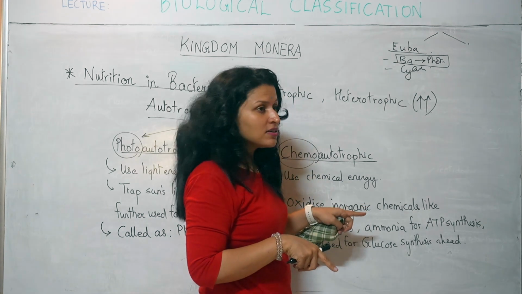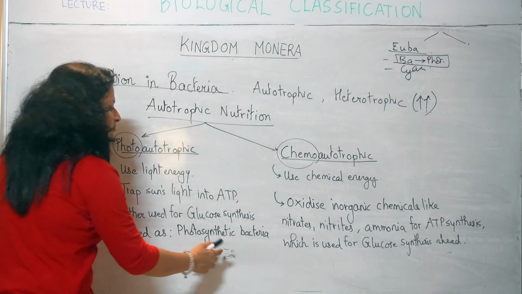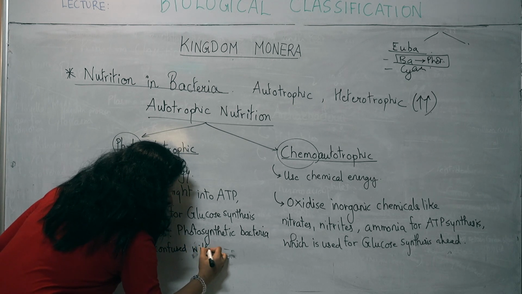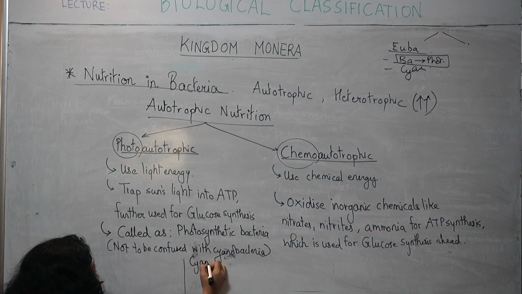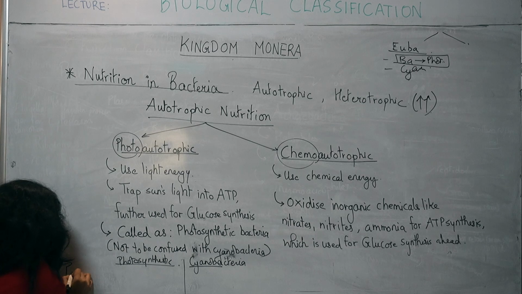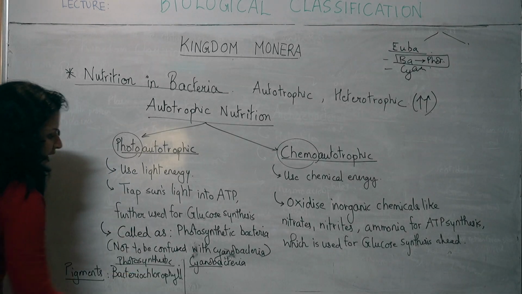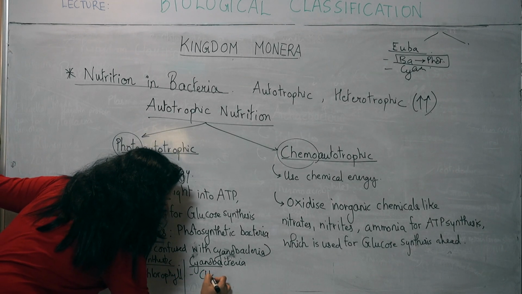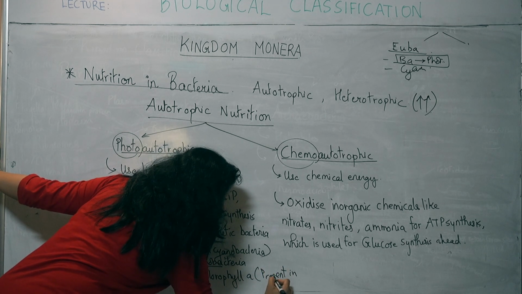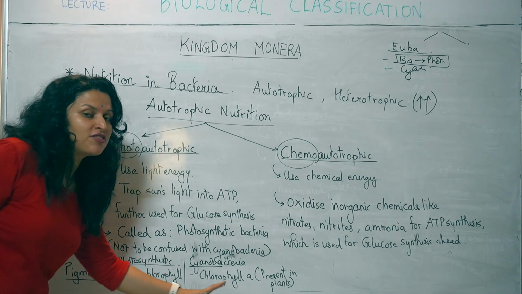But what is the difference? There are differences, so we will look at them right now. Photosynthetic bacteria are not to be confused with cyanobacteria. I will just mark down some differences. Some differences are that the pigments are different. Photosynthetic bacteria have pigments like bacteriochlorophyll, and cyanobacteria have pigments like chlorophyll A. Chlorophyll A is also present in plants, the green plants. So these pigments are different, bacteriochlorophylls and chlorophyll A.